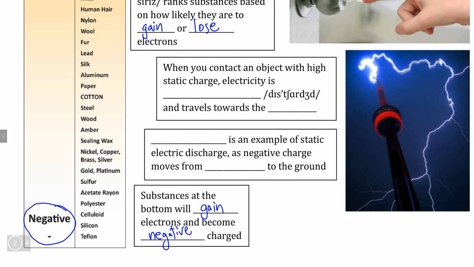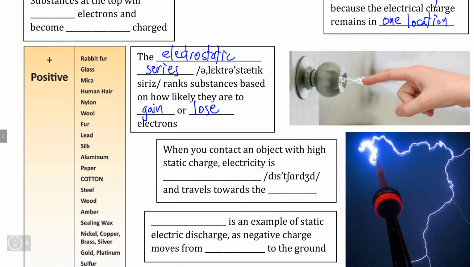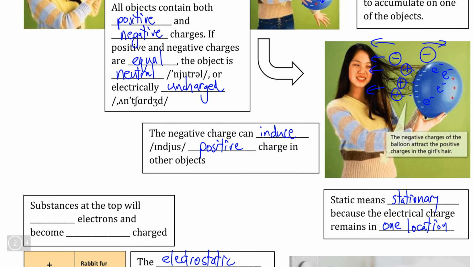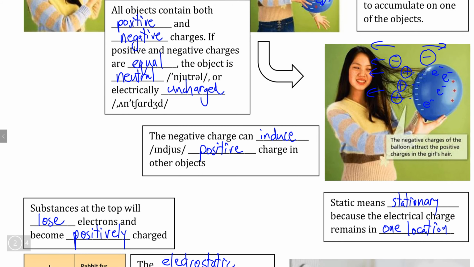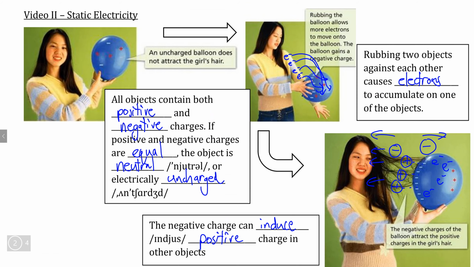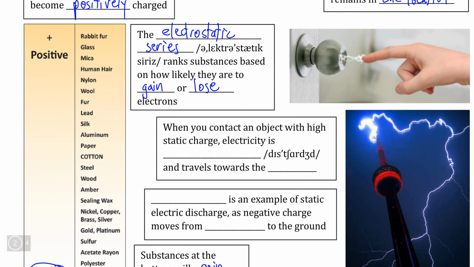So if we look down here, you'll find polyester is a type of plastic similar in structure to the rubber that a balloon is made of, whereas we can see human hair, nylon, wool, fur, rabbit fur are all very high on the list, meaning that these substances are more likely to lose electrons and become positively charged. And this explains why the electrons transferred from the wool sweater to the balloon, and how the electrons were able to push electrons in the hair away, causing this induced positive charge here.